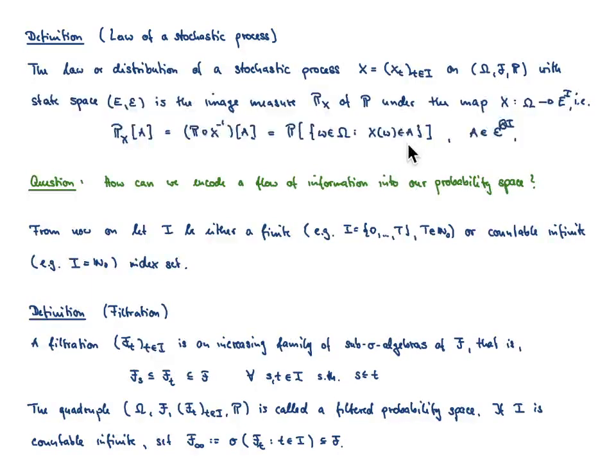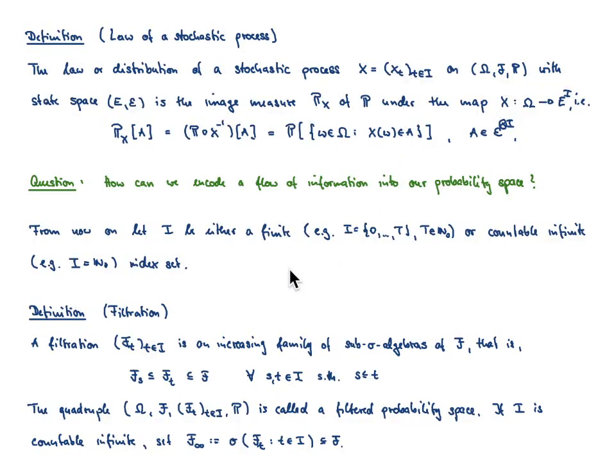What I would like to do now is to discuss the question of how we can encode a flow of information into our probability space. So what do I mean by that? Suppose you have a model for a financial market and you would like to encode somehow the information on certain news which you get at regular time points. And you would like to make later on the decision what you should do with your process depending on that additional information you give yourself. And this I would like to have somehow in our probability space.